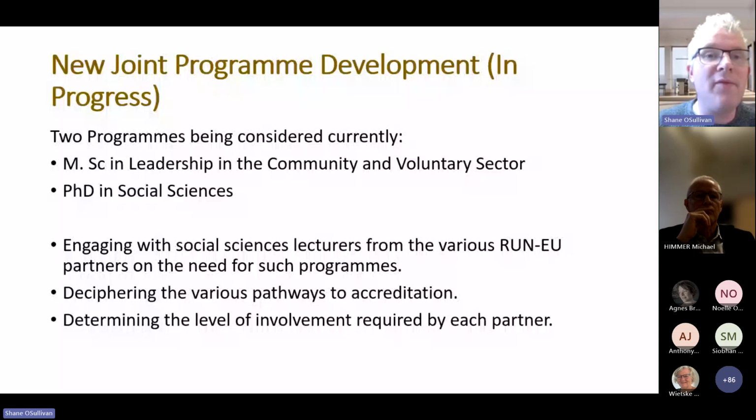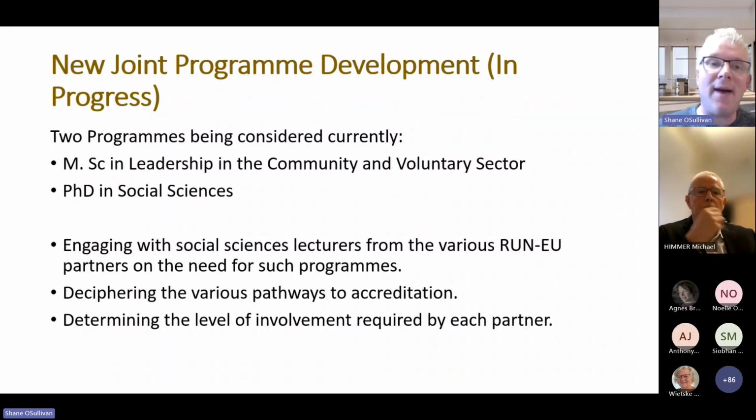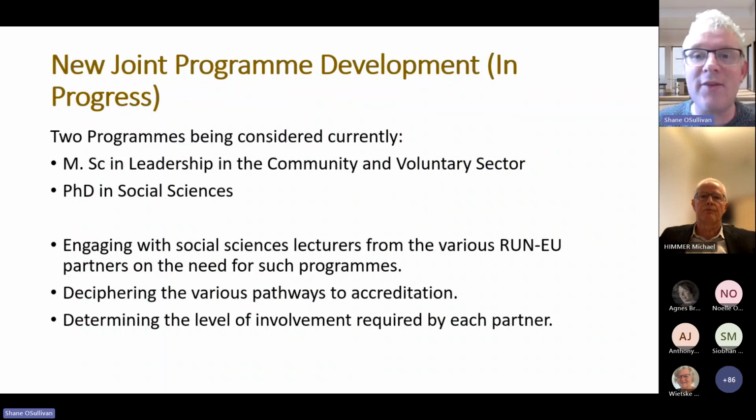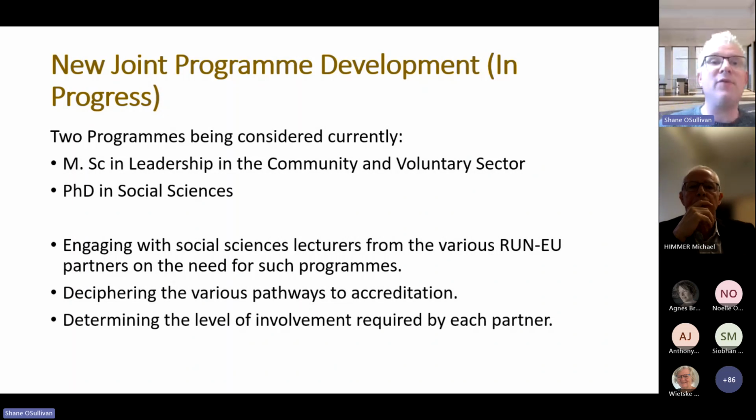And finally, I want to speak to you briefly about some new joint programs that we're trying to develop. Two of them: one is a master's and the other is a PhD. The master's in leadership in the community and voluntary sector was an idea spurred from some of my colleagues within the Department of Applied Social Sciences. We have had a series of meetings with colleagues in other RunEU partner organizations over the past year and a half. We've been trying to get to know each other, and that takes time.